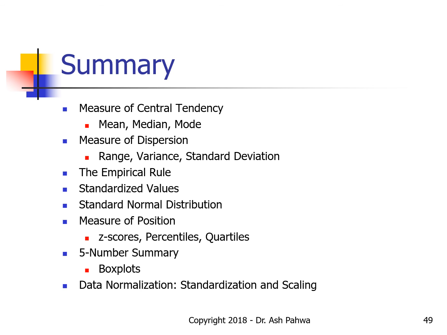Then we looked into the measures of position, which are z-score, percentile, and quartiles. After that, we saw the 5-number summary, which is also called the box plot. And in the end, we saw how we can normalize the data, where we have a choice between computing the standard values or doing the scaling between 0 and 1.